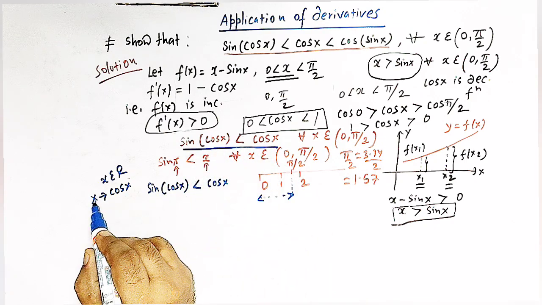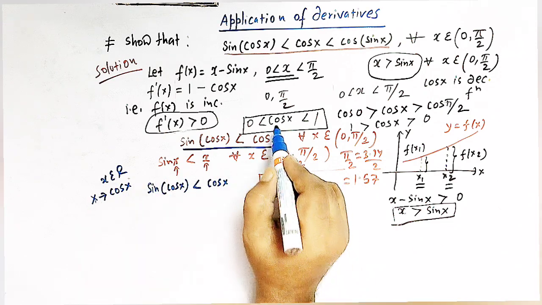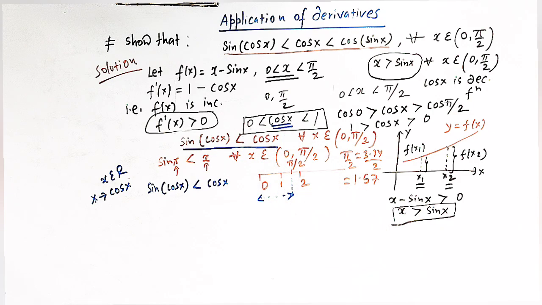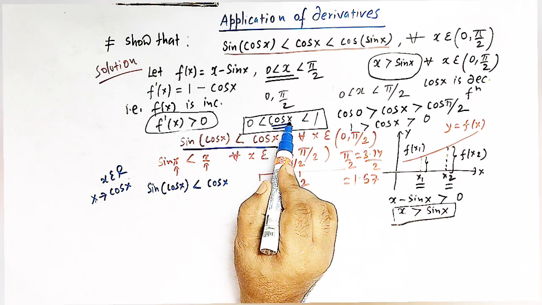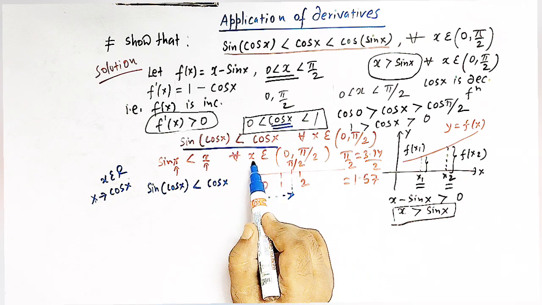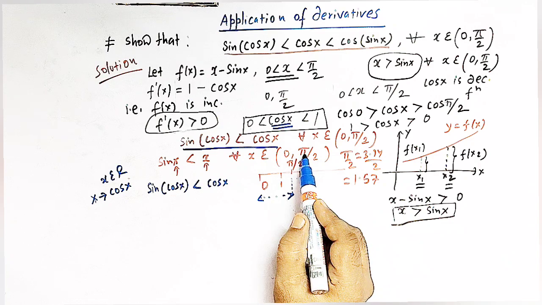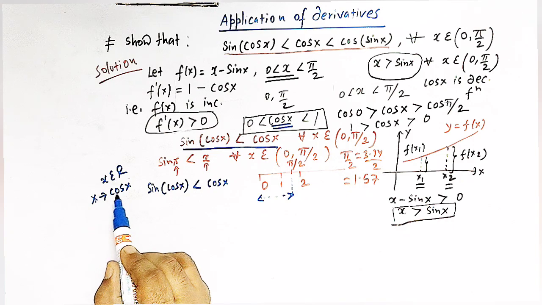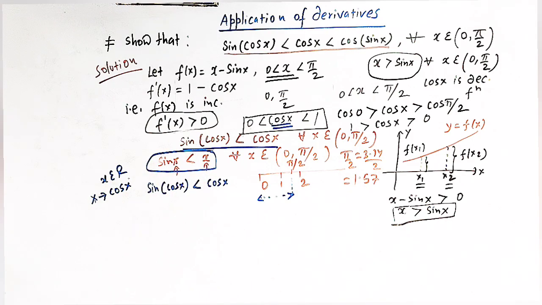Now see why we have replaced this x by cosine x: because cosine x lies between 0 and 1, right? So for the cosine function, that is cos of x, where x belongs to this interval 0 to pi by 2, we can take this substitution, that is x is replaced by cosine of x in this inequality.